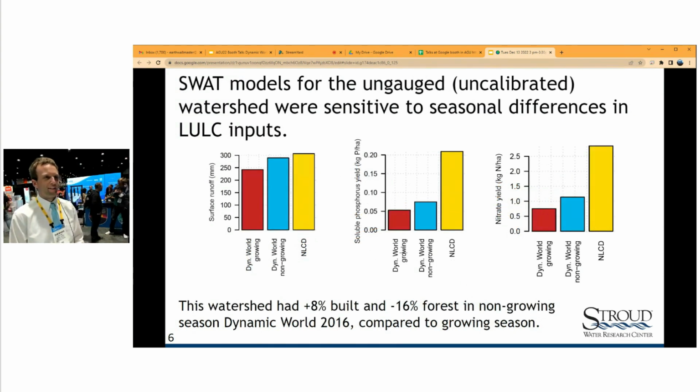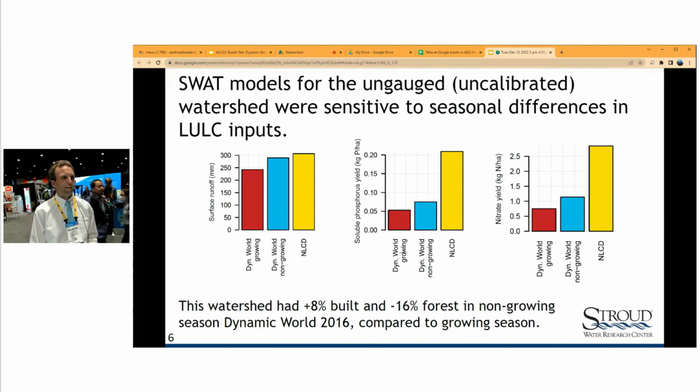Now for our second case, our Soil and Water Assessment Tool, a water quality model for our ungauged watershed. We found that the outputs of this model could be pretty sensitive to the land cover data that is input into it. For instance, when we used a SWAT model with the non-growing season Dynamic World data, we found that there was more surface runoff and also higher predictions of nutrient yields for soluble phosphorus and nitrate than with the growing season data.